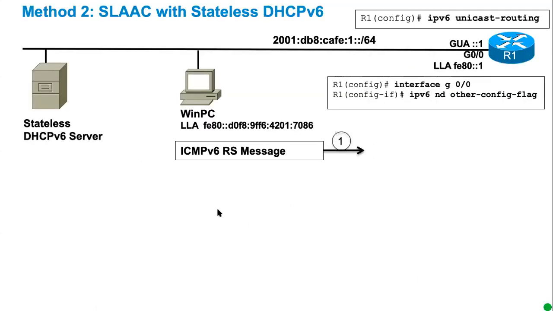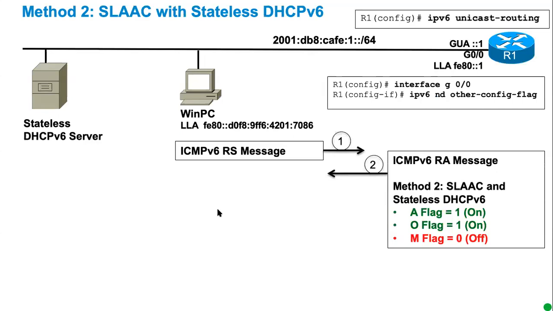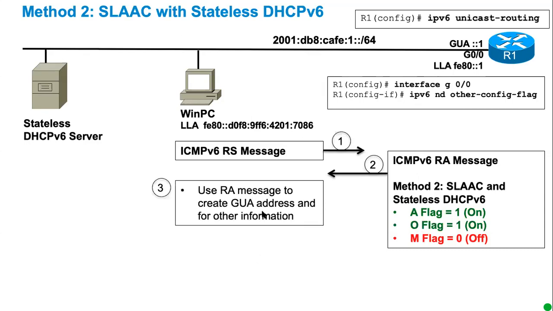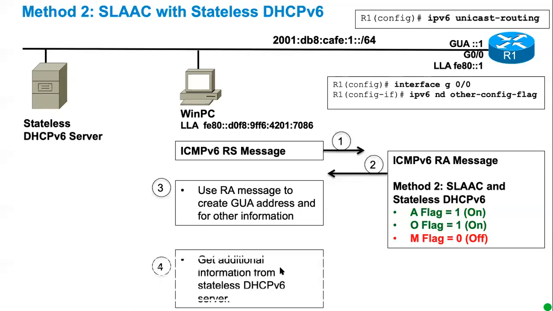Okay. Method 2, this is where the RA message sets the A flag to 1 and the O flag to 1. So in this case, the PC will use the information in the RA message to create its own global unicast address and other information like the default gateway, but it will also get additional information from a stateless DHCPv6 server, like the address of the DNS server.